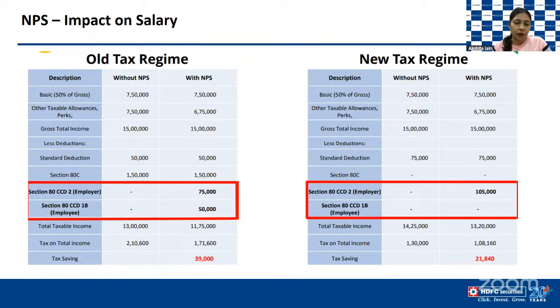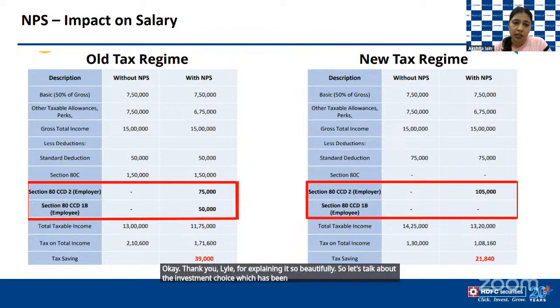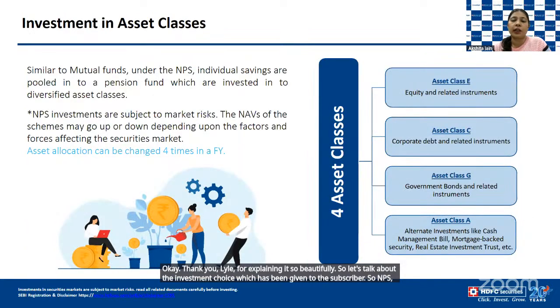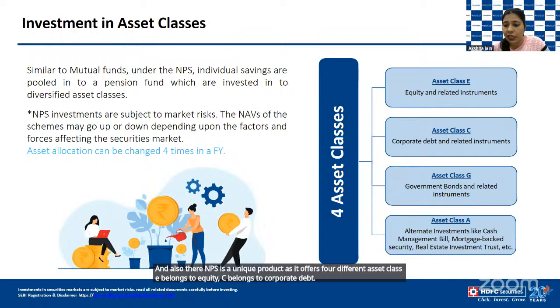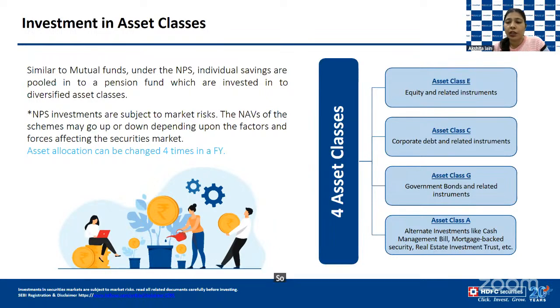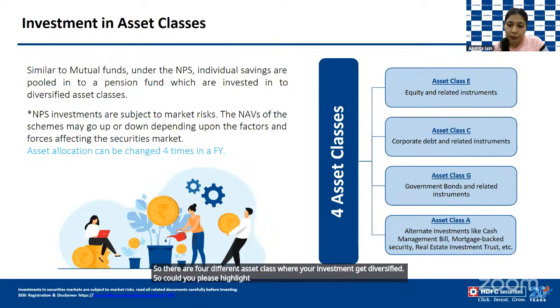Okay, thank you, Lyle, for explaining it so beautifully. So, let's talk about the investment choice which has been given to the subscriber. So, NPS, as I mentioned earlier, is a very flexible tool available right now in the market. It helps you to invest in different diversified asset classes wherein you can get the return. And NPS is a unique product as it offers four different asset classes. E belongs to equity, C belongs to corporate debt, G is for government bonds, and A is alternate investment. So there are four different asset classes where your investment gets diversified. So could you please highlight those points?